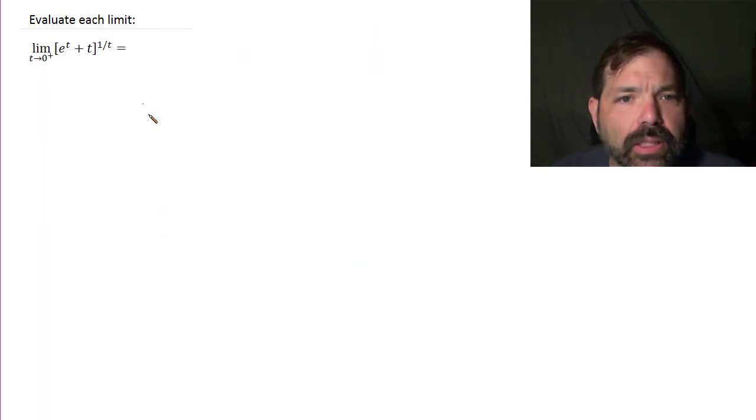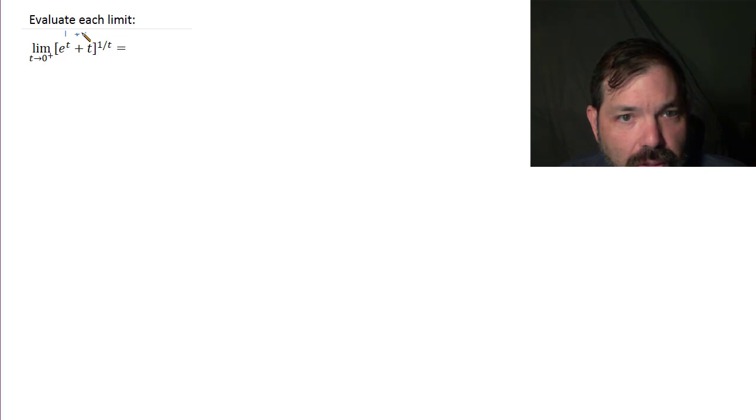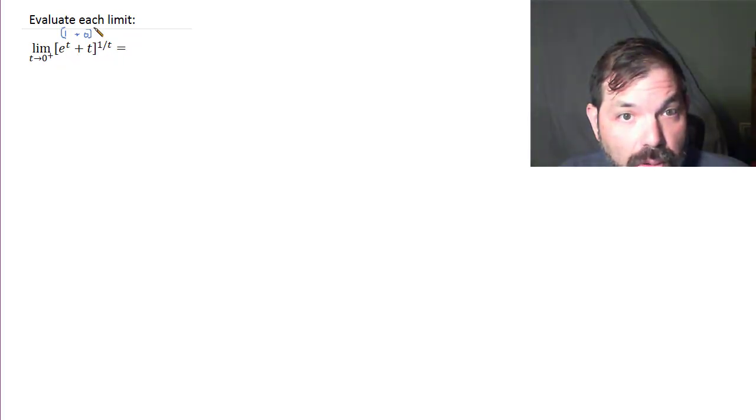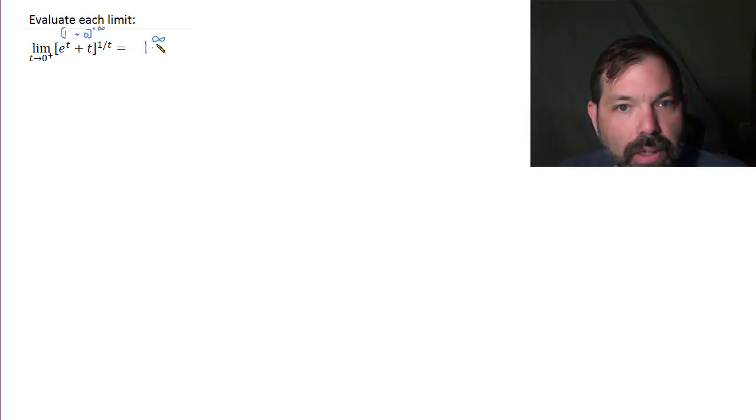All right, let's consider one more example here. We are asked to find the limit as t approaches 0 on the right of (e^t + t)^(1/t). If we had tried a direct substitution, e^0 goes to 1, t would go to 0, so that's 1 plus 0. And 1/t, as t approaches 0 from the right, would go to positive infinity. So I have a 1 to the infinity.